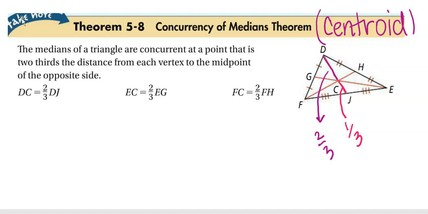What they're going to do is they're going to give us numbers in different places. Sometimes they'll give us the whole entire length. Sometimes they'll give us the DC part. Sometimes they'll give us the CJ part. And then they're going to ask us questions, and we need to find the other two. Okay, so that's what we're gearing toward. And again, this one is the centroid.